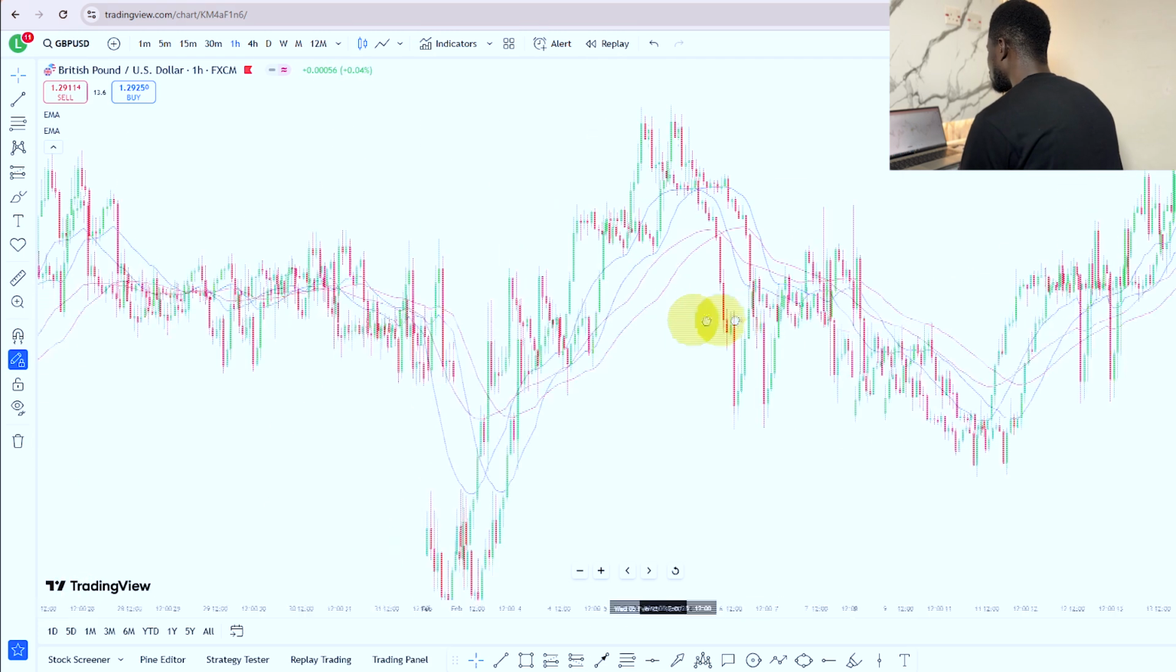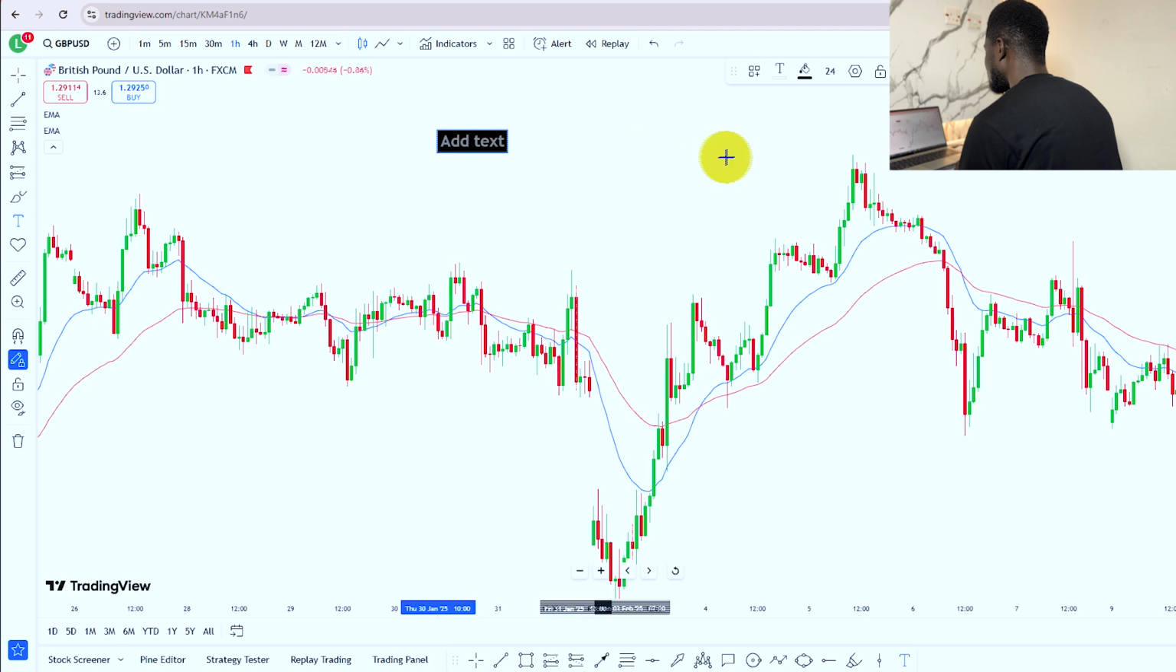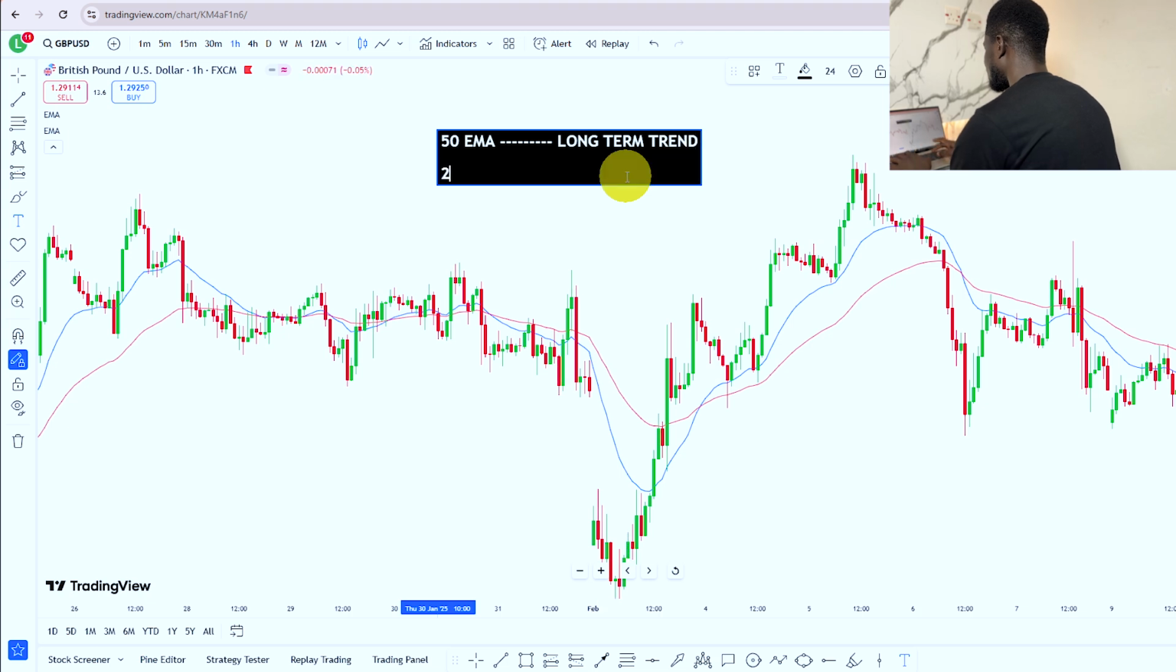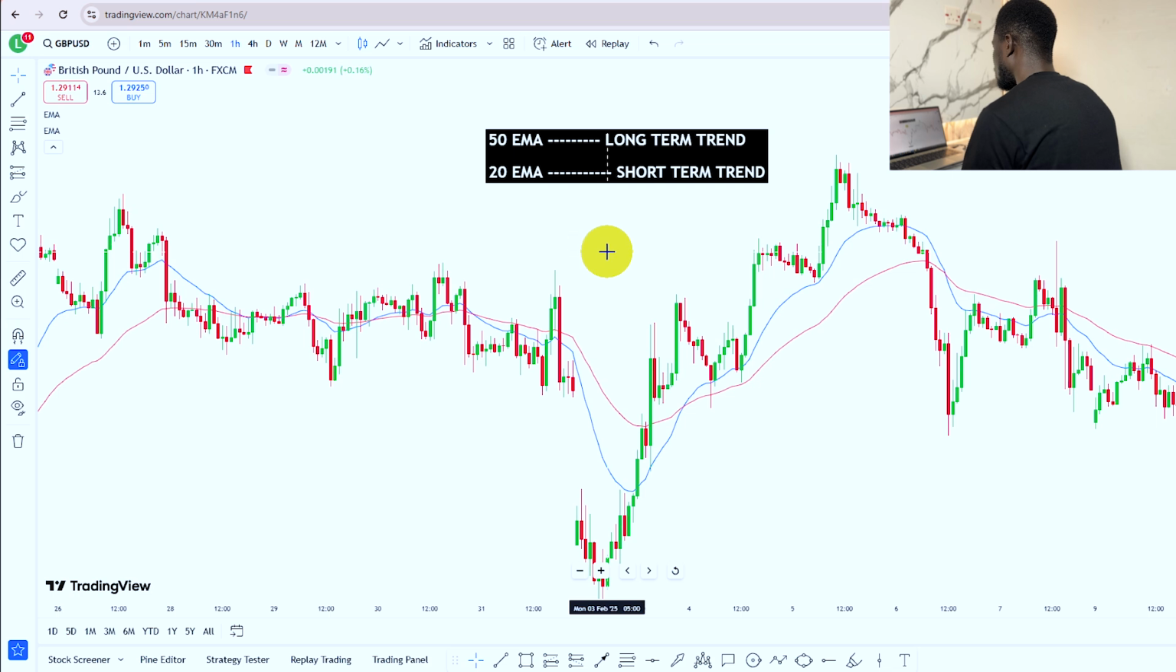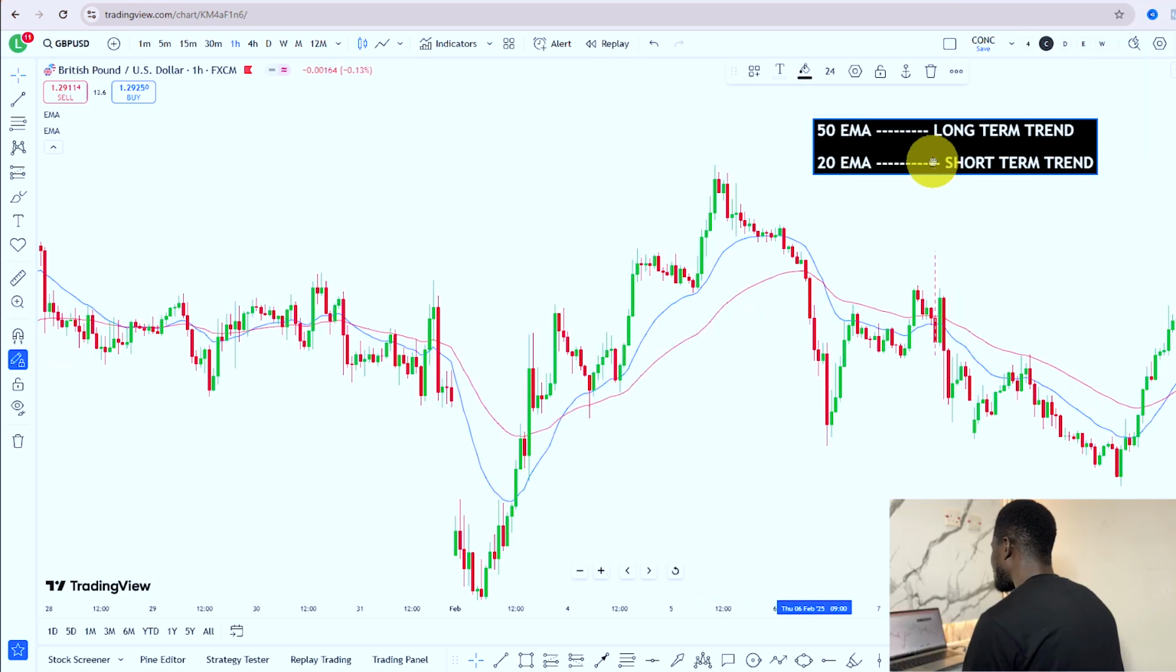I use these two moving averages for different purposes. The first one is the 50 EMA. I use the 50 EMA for long-term trend, while the 20 EMA is for short-term trend. The color that I use to represent my 50 EMA is red, and for the 20 EMA I use blue.